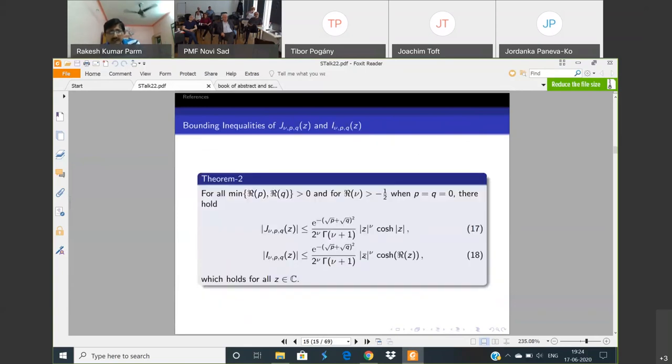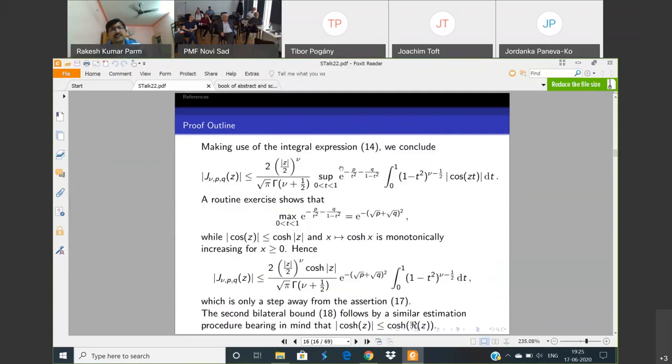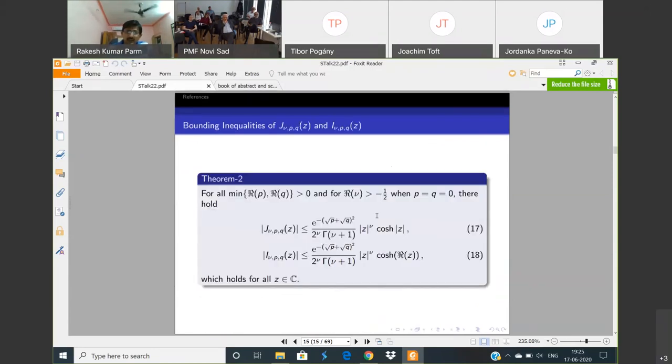Further, we have evaluated bounding inequalities of these extended Bessel functions, the PQ extended Bessel functions and modified Bessel functions, which is evaluated by the integral representation of the modified PQ extended Bessel functions, and by the maximum condition of this, we immediately obtain theorem number 2.